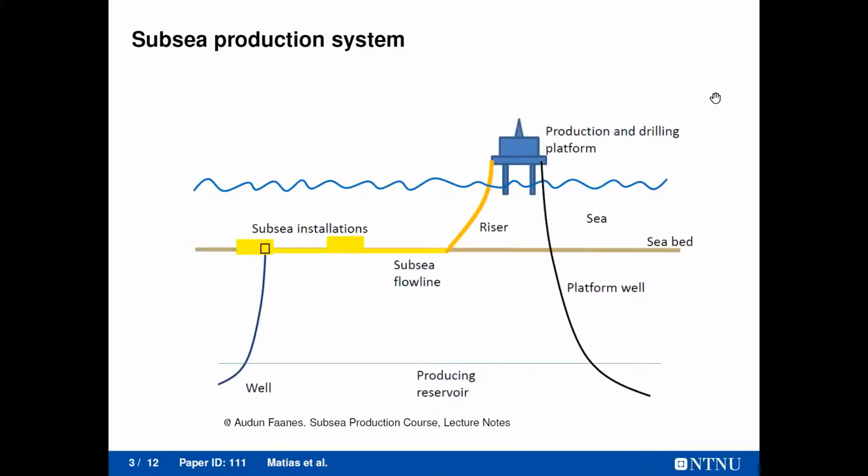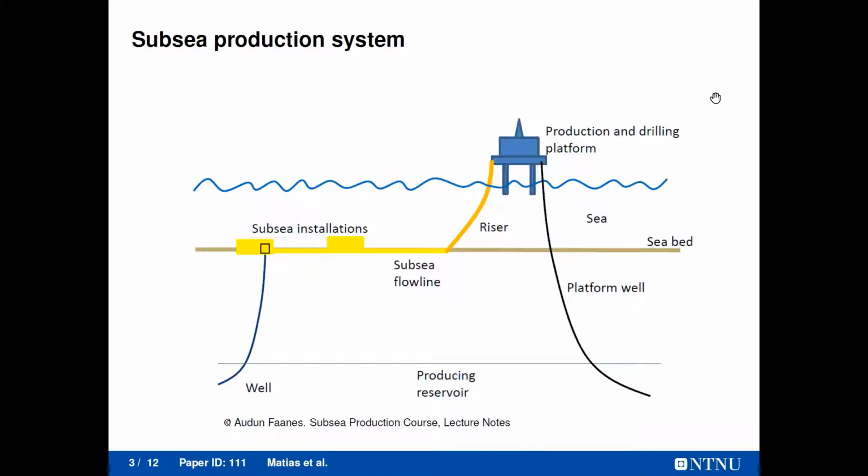In a subsea production system, you have a reservoir under the seabed that contains a mixture of oil, gas, and water. A well connects the reservoir to the subsea installations, which in turn are connected to the topside facilities by a riser. The riser is usually a very long vertical pipe. In the Norwegian continental shelf, for example, it can be around 300 meters long. In Brazil, where we have deep water production, it can reach up to 3,000 meters long.